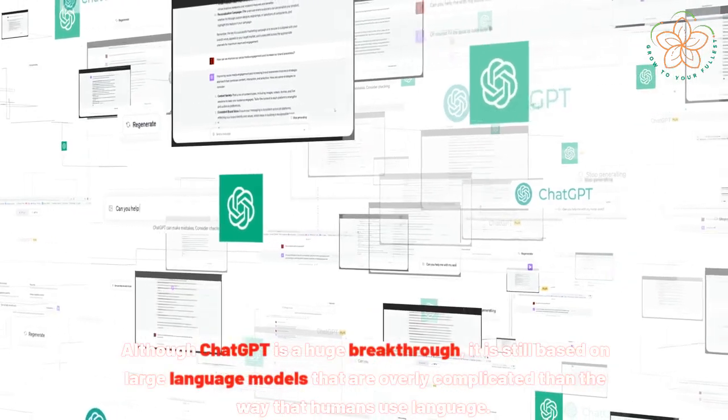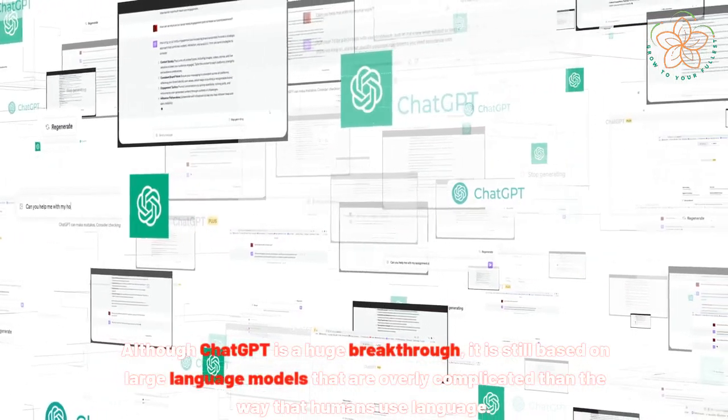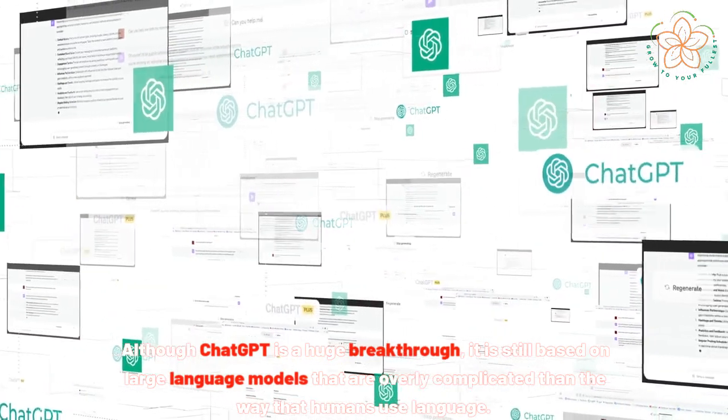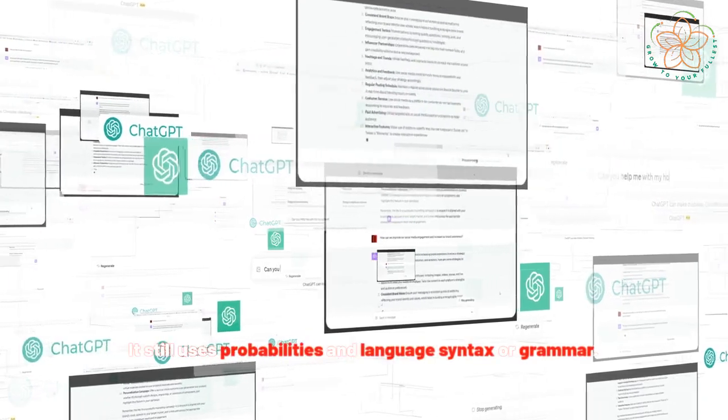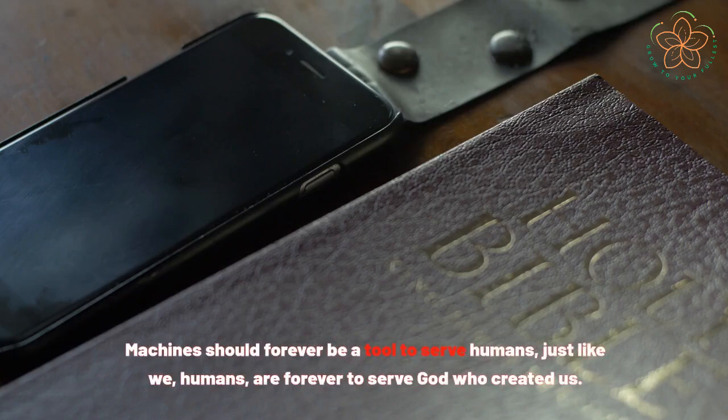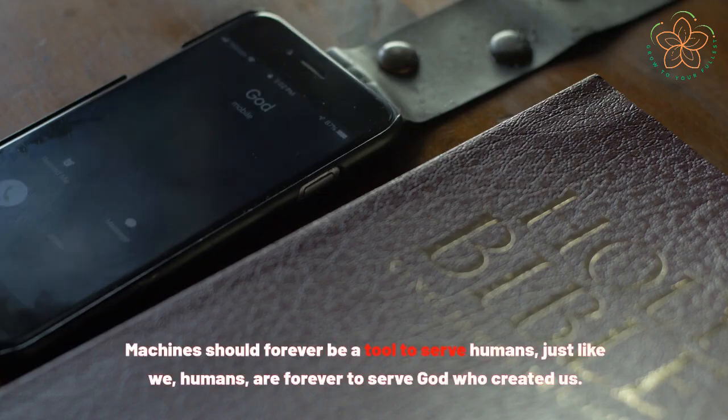Although ChatGPT is a huge breakthrough, it is still based on large language models that are overly complicated compared to the way that humans use language. It still uses probabilities and language syntax or grammar. Machines should forever be a tool to serve humans, just like we, humans, are forever to serve God who created us.